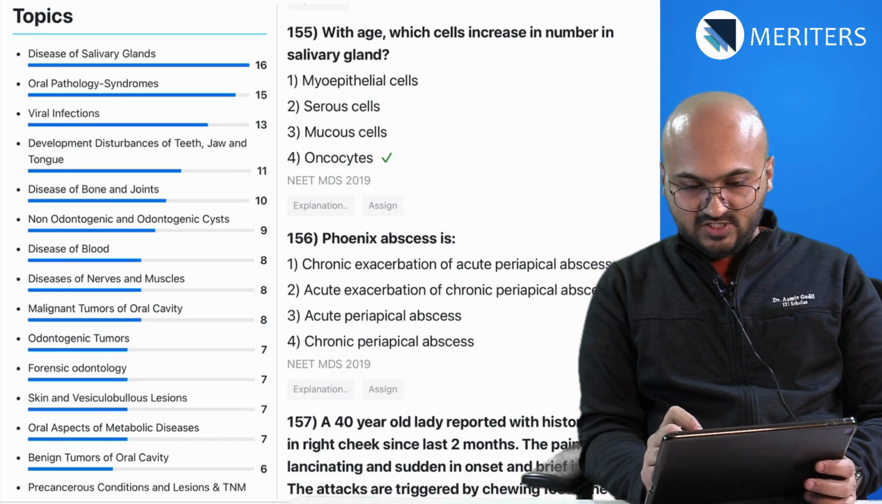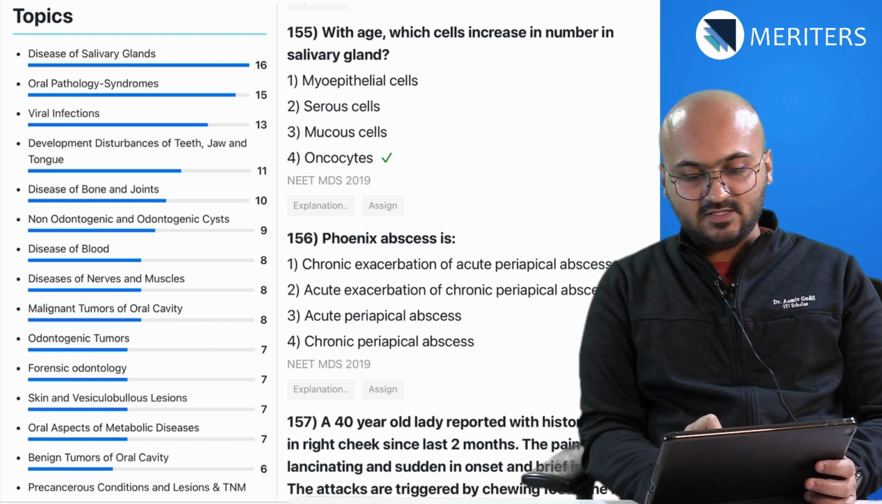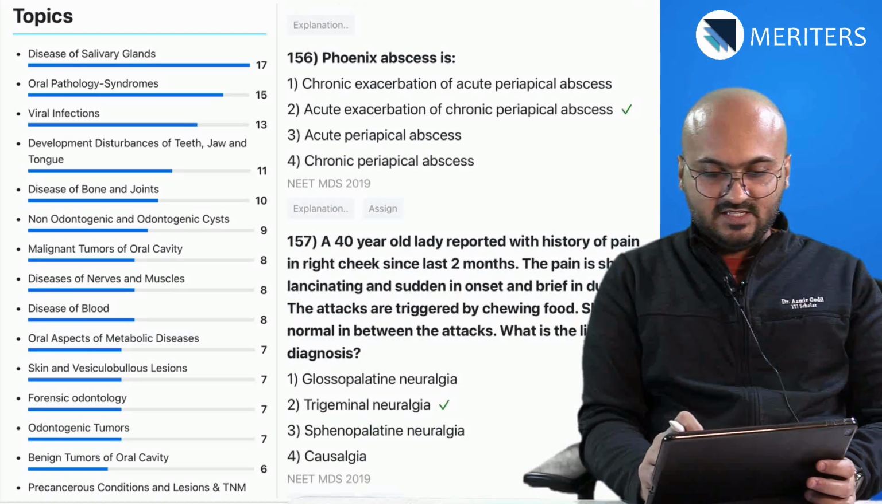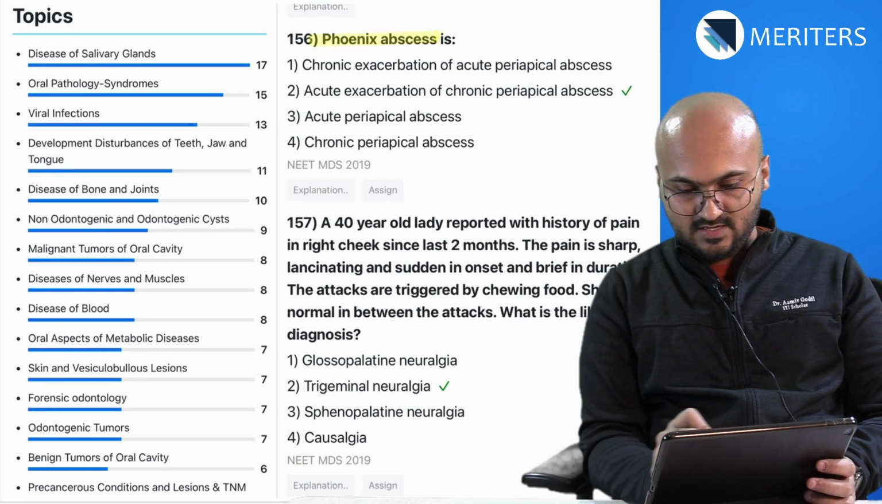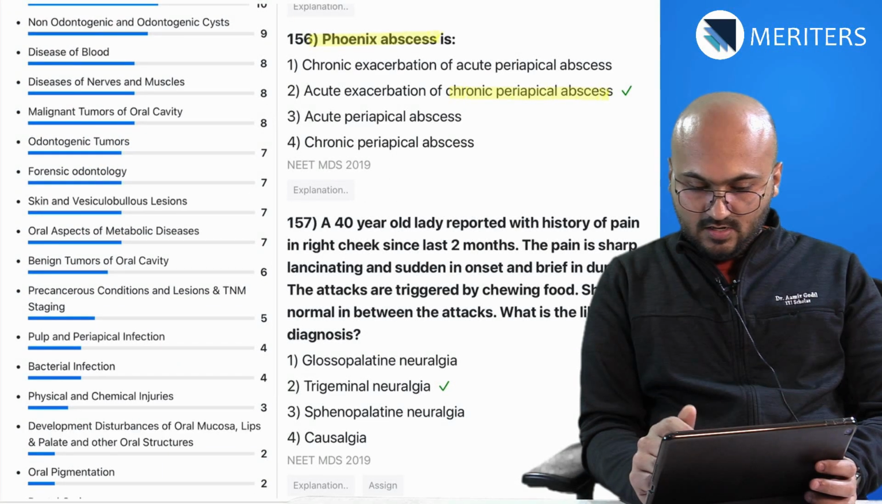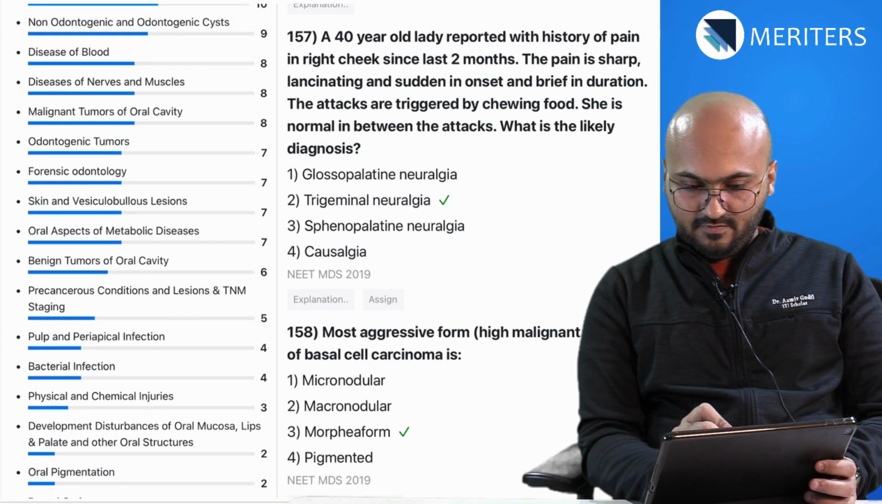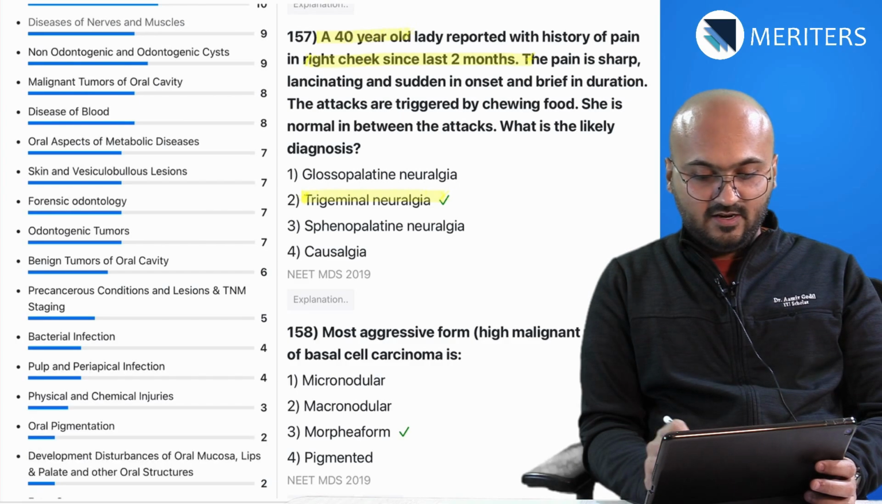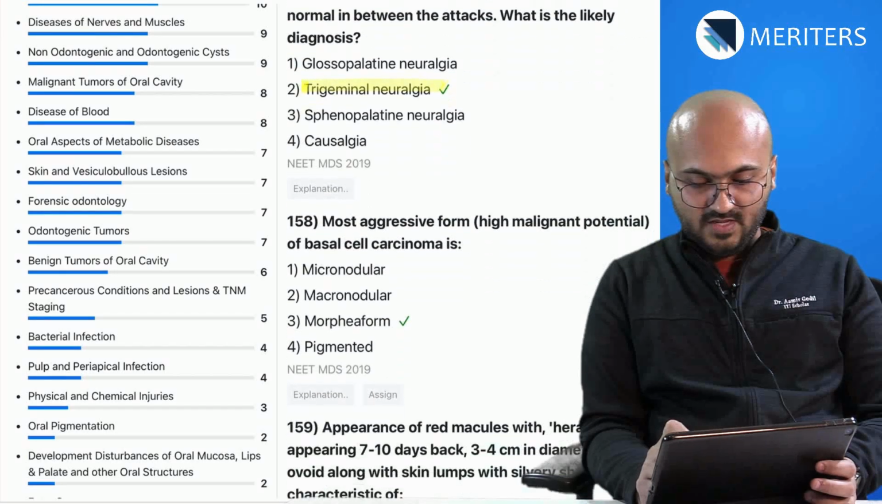Then with age, which cells increase in number in salivary glands? Oncocytes, this is a repeat. Then next is phoenix abscess, that is chronic periapical abscess exacerbation, which is a pulpal question. Then a 40-year-old female with pain in right cheek, and this is related to trigeminal neuralgia. Yet another trigeminal neuralgia question.